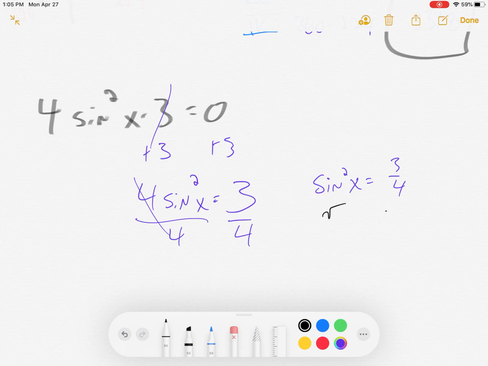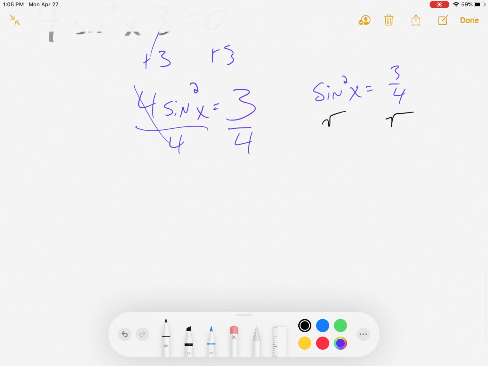Now we've got to get rid of that squared, so we're going to take the square root. And again, when I do this, I'm going to get answers that are both positive and negative, because when you take a square root, you get a positive and a negative answer. So I get sine of x equals plus or minus the square root of 3 over the square root of 4. But now we should know the square root of 4 is 2, so this is plus or minus square root of 3 over 2. Sine of x equals plus or minus square root of 3 over 2.